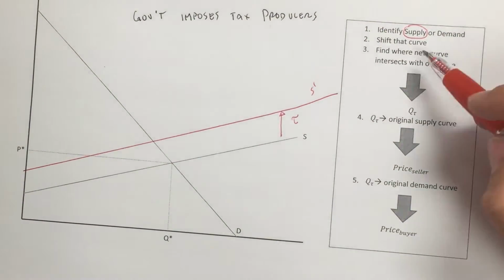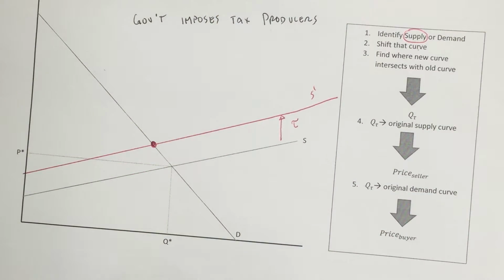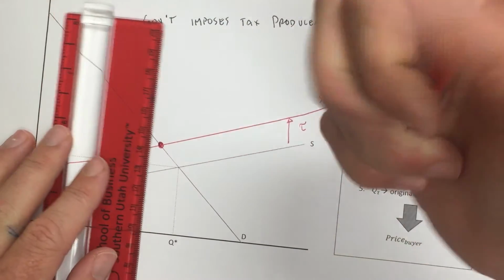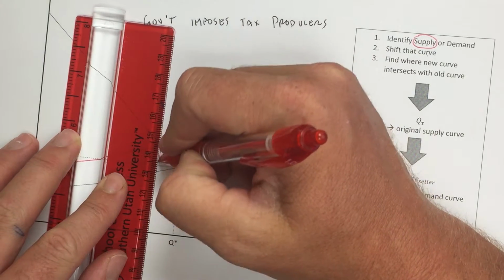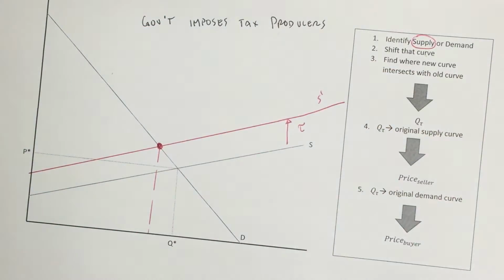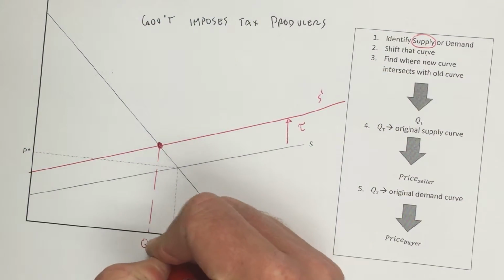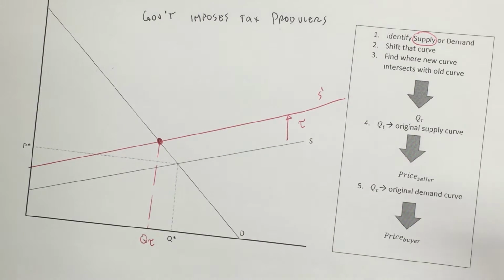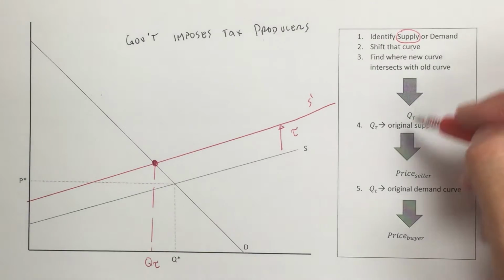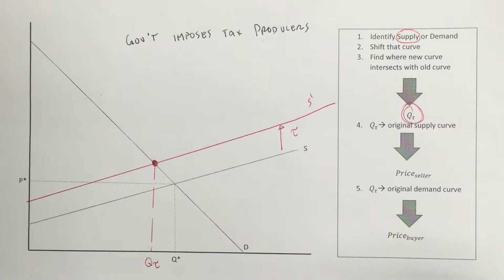Okay, so we've done step 2. Step 3 is find where the new curve meets the old curve. So here's our new curve that intersects with the old demand curve, sorry. We then bring this amount down, and this is our new quantity with taxes. So now we have found this value here.